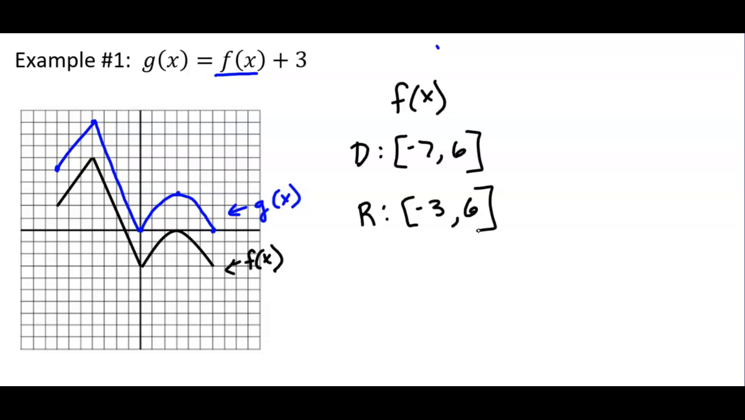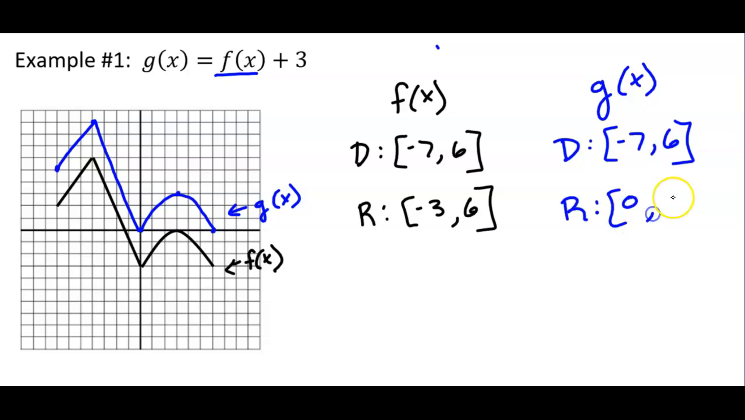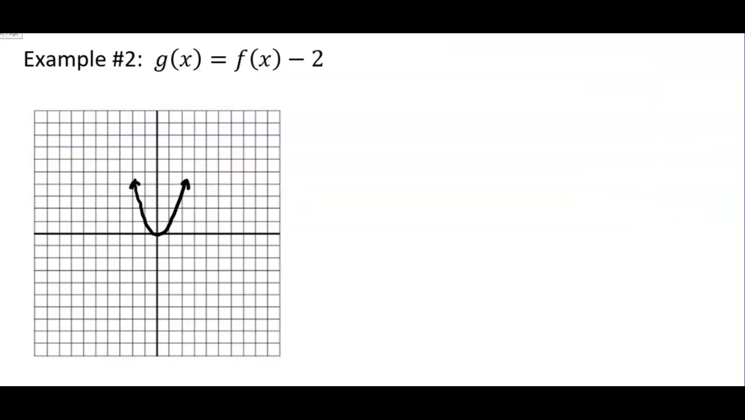Now, if I look at the g of x, notice the domain's staying the same. We're not having a change there, -7 to 6, but the range now has changed, and it's going from 0 up to 9. So that might just help you review a little bit on domain and range. So here we go. Let's move on to the next one.